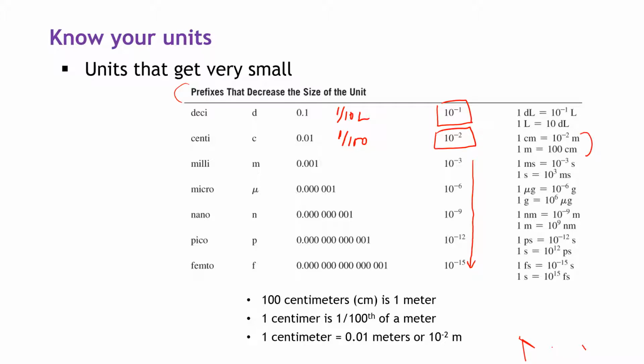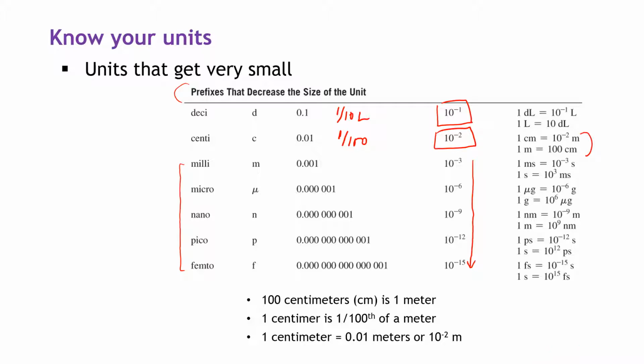I want to point out one other thing, which is notice as we go from deci to centi to milli, we're reducing the size of the unit by a factor of 10. But then as we go from milli to micro to pico to femto, we're actually decreasing the size of the unit by a factor of 10 to the third. In other words, if a millisecond is 1/1000th of a second, or 10 to the negative third seconds, then a microsecond is 1/1,000,000th of a second, or 10 to the negative 6 seconds.